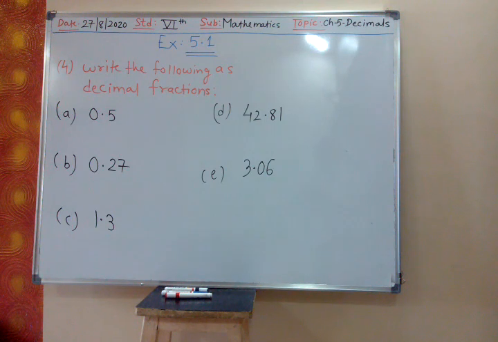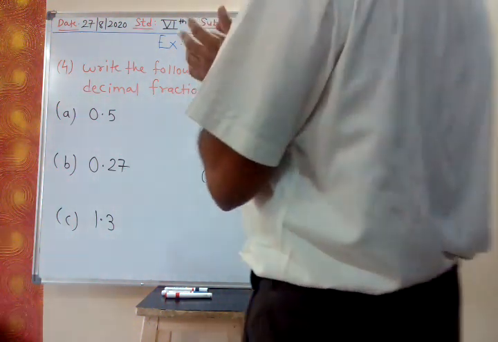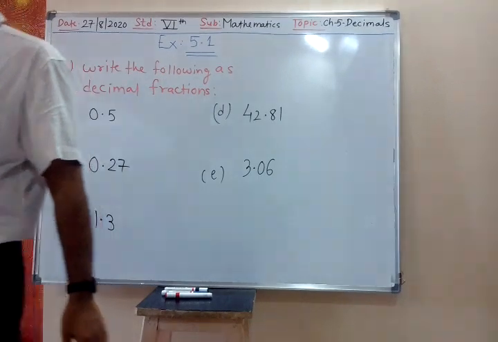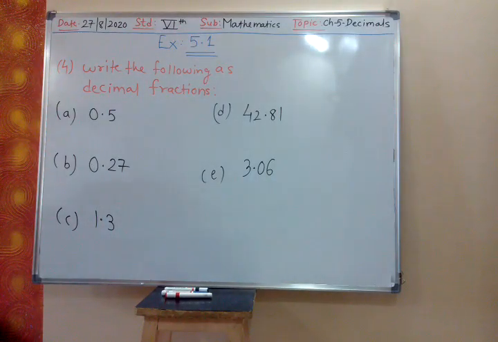0.5, B is 0.27, then 21.3. Write the following as decimal fractions.